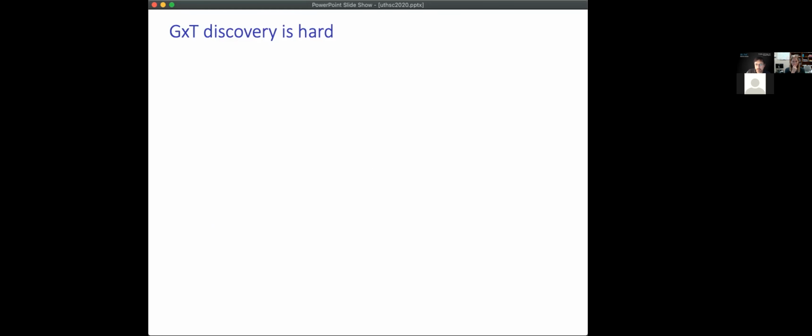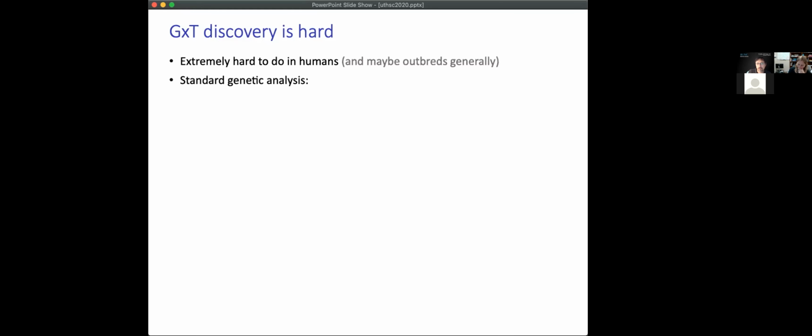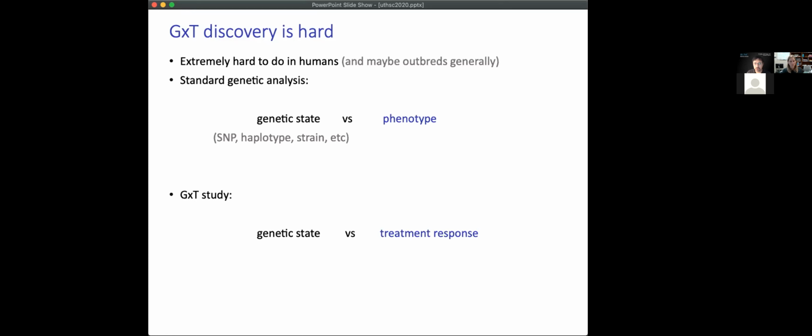So G by T discovery is hard in humans for the following reasons. If we think about the standard genetic analysis, what does that do? Well, here we're trying to look for an association between genetic state, which could be a SNP or haplotype or a strain, versus a phenotype that we measure. But in a G by T study, we're trying to associate the genetic state with a treatment response.